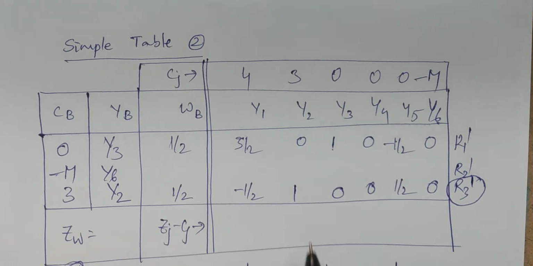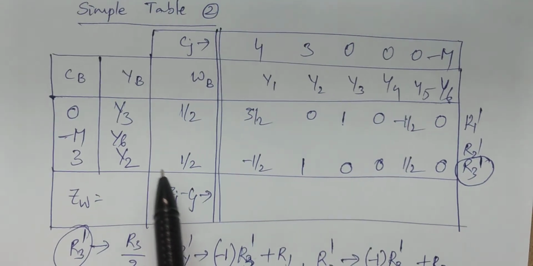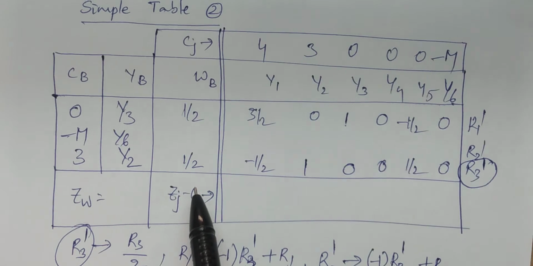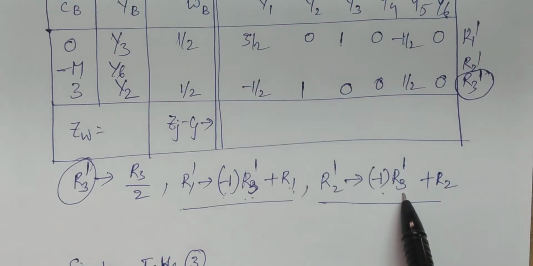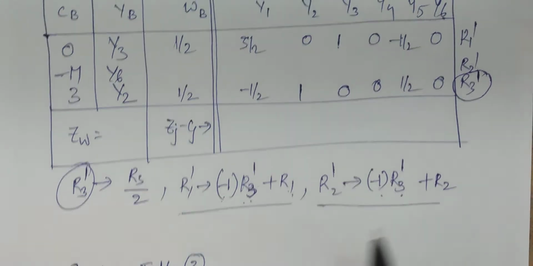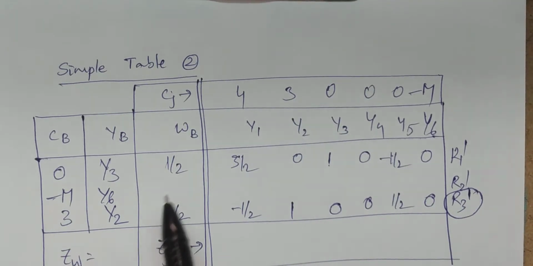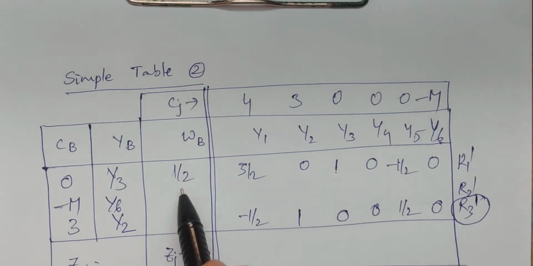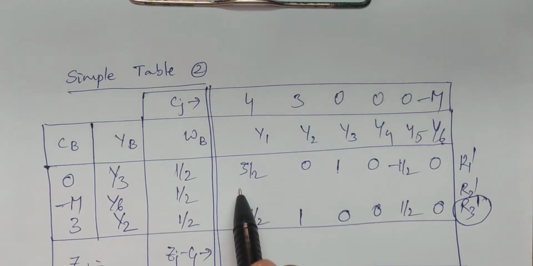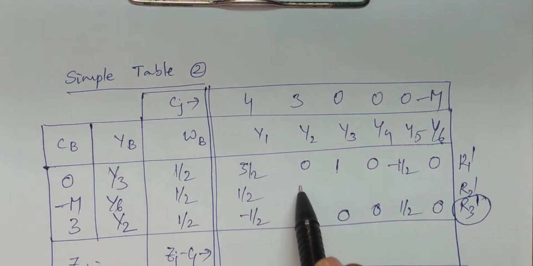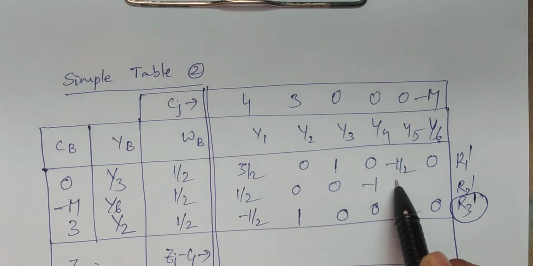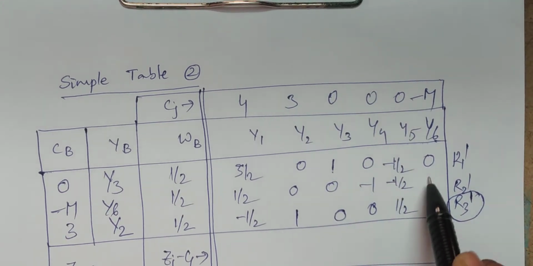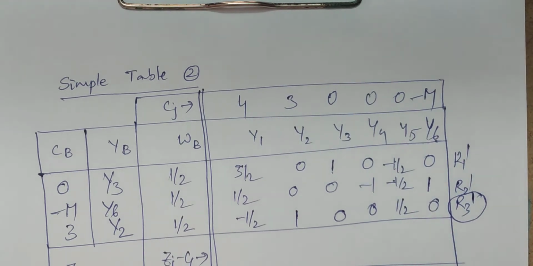And then come to calculate y6, that is R2 dash. R2 dash, the elements here, you all use the operation here. R2 dash is minus 1 into R3 dash plus R2, R2 minus R3 dash. If you do the operations, what you will get? It is 1 by 2 again, 1 by 2, and 1 by 2 again, and it is 0. And it is 0, it is minus 1, and it is minus 1 by 2, and it is 1. These are what the elements are there.